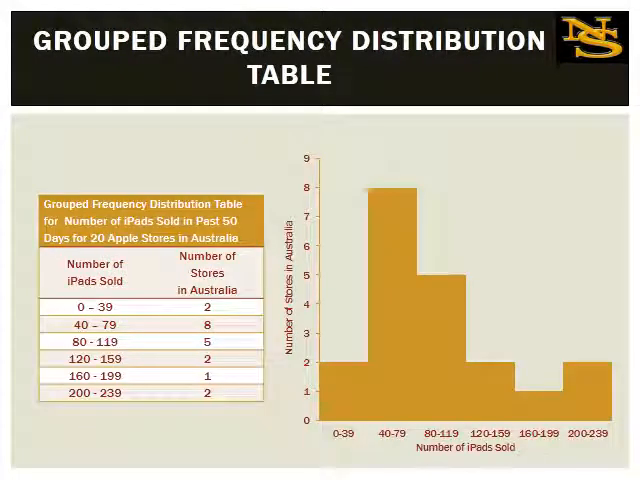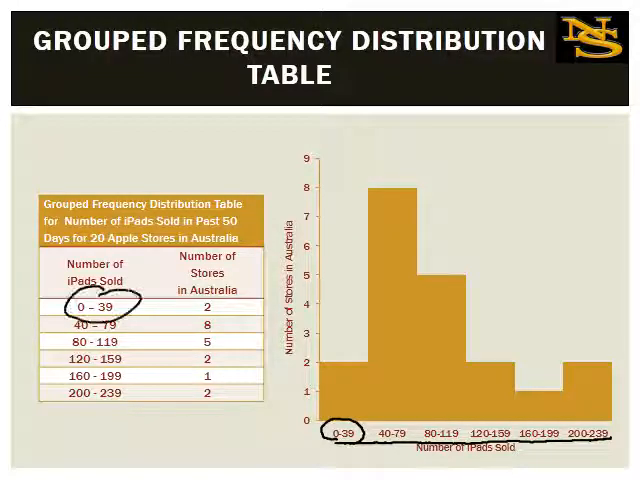So now let's take a look at a graphic display of your grouped frequency distribution table. And we're looking at a histogram here, where you can see that instead of having each raw X value along the X axis, or each potential number of iPads sold, you have your groups here. So your 0 to 39 corresponds to this. And yet again, the height of the bar corresponds to the frequency, or in this case, how many stores in Australia had that many iPads sold in a 50-day period.